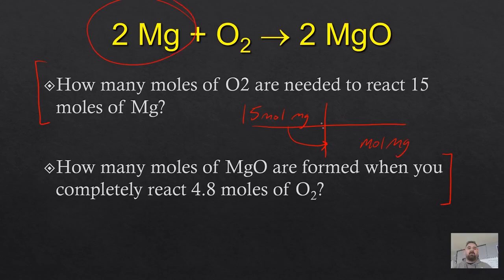Now we look over here. Now that's where we get our 2. So 2 moles of Mg. And they're asking for O2. So now we put 1 O2 at the top. 1 mole of O2 at the top.